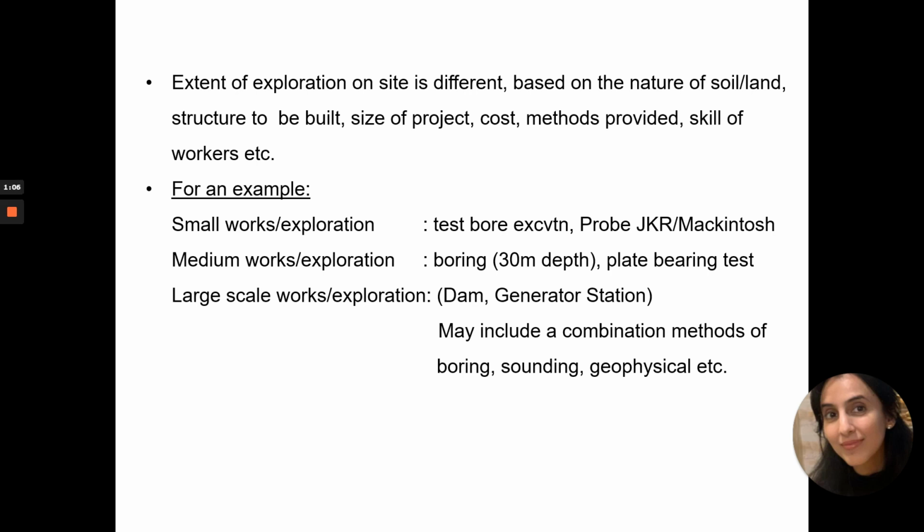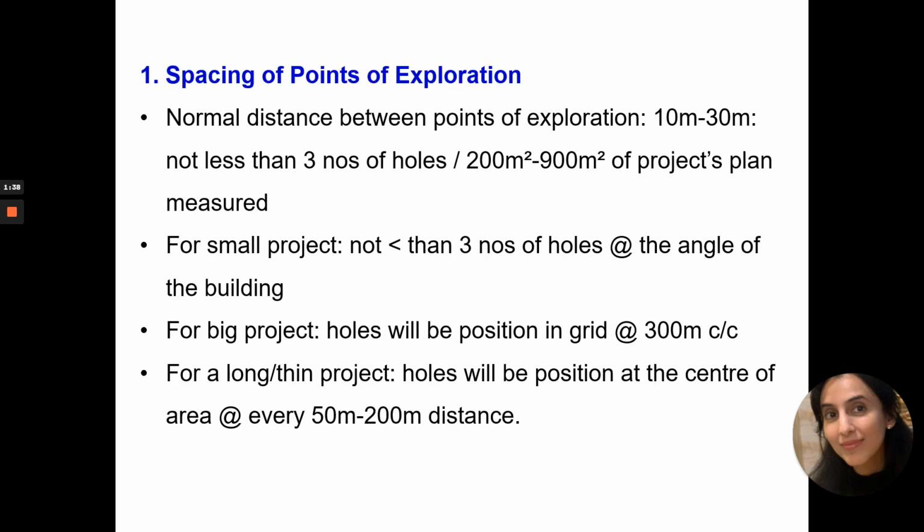For example, if you have small work, like a wooden house, you will only probably need the probe Mackintosh soil test to know the bearing capacity of the soil. If you have a larger scale, for example a dam project or generator station, you may need to include some methods. We call it the combination method or hybrid method, a combination of a few techniques: boring, sounding, geophysical, right?